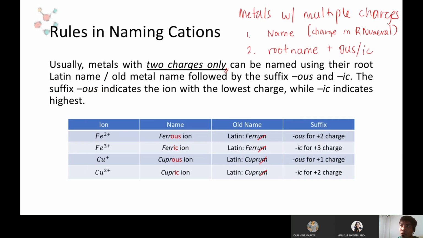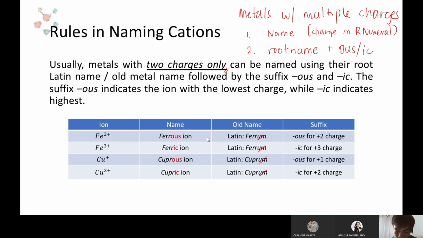Pag naman yung ion atom, dalawang charge lang yung napo-form niya, dalawang common. So, you can use this old system. Kunin mo yung old name ng iyong atom, then lagyan mo ng suffix na us and ik. Us kapag lowest charge, ik kapag highest charge among the two. So, among sa dalawang yan, sino mababa? Ito. So, I name it as ferrous. Ito mataas. So, I name this as ferric.